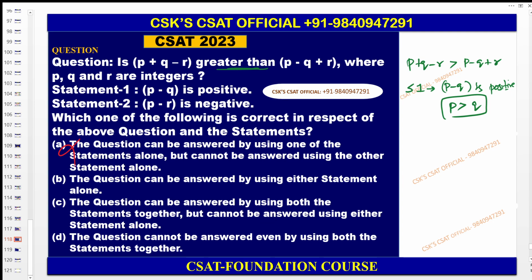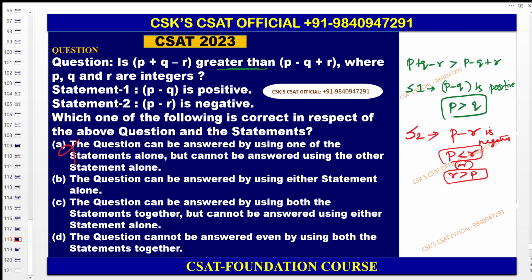The question can be answered using statement number 1, but can't be answered using statement number 2. One of the statements we can't answer, leave that one. Statement number 2, check that one. P minus r is negative. P minus r negative means that p must be lesser than r. In another way you can say that r is greater than p, right? Here there is no detail about q. Without q, how can you address that question using statement number 2? Statement number 2 is also not sufficient, so option A is eliminated completely.